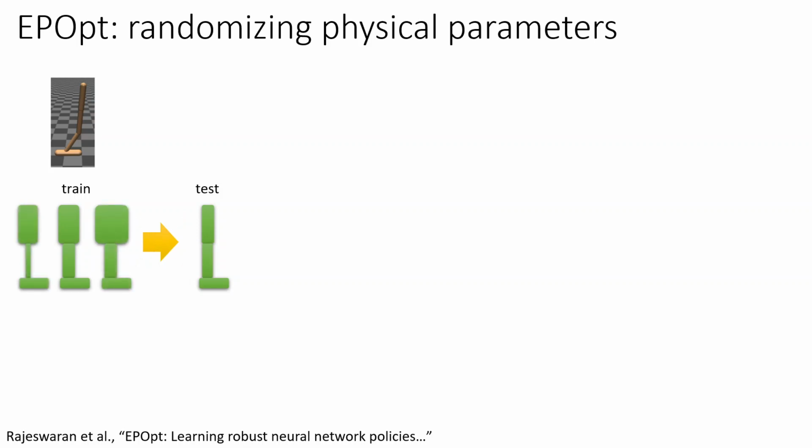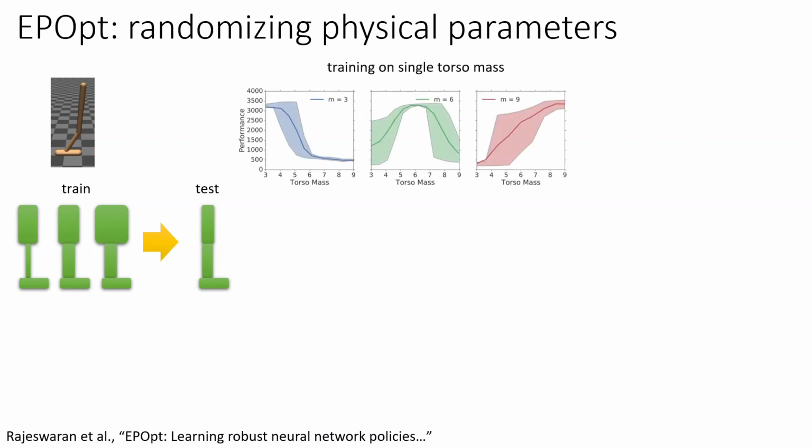But if you do that with a single setting, that might not work. So you train on a variety of different parameter settings and maybe then transfer will be more effective. So in this paper, there is some analysis of how this works or doesn't work. This is some very basic analysis.